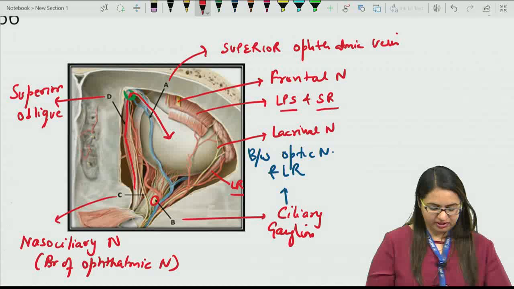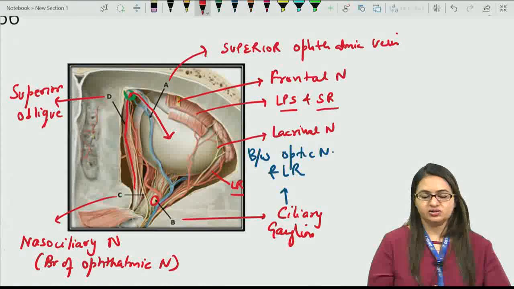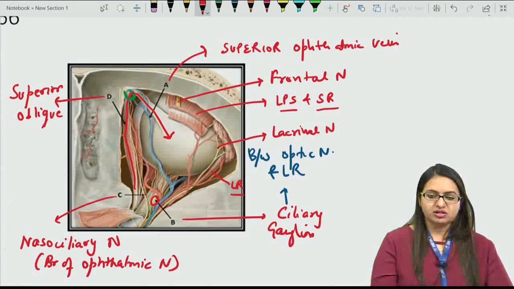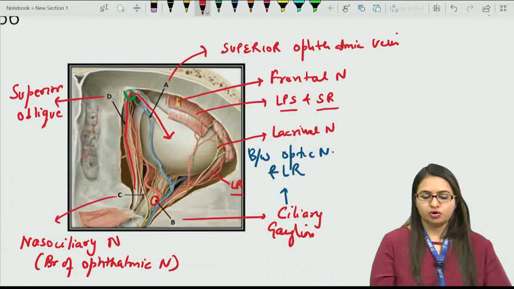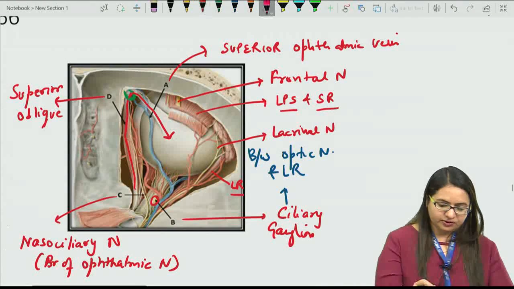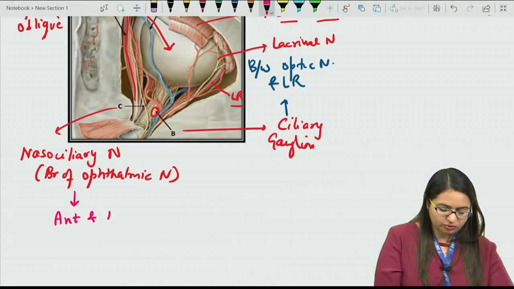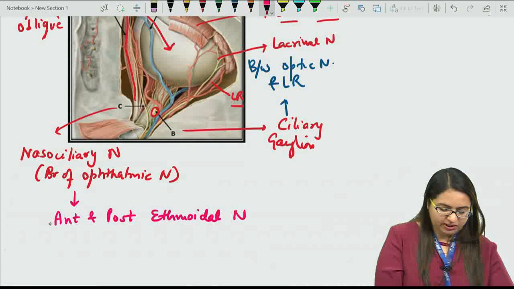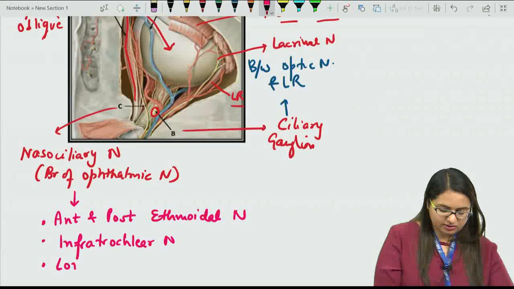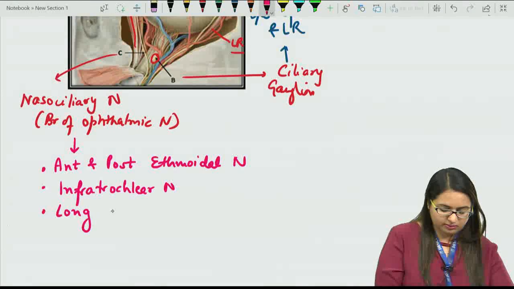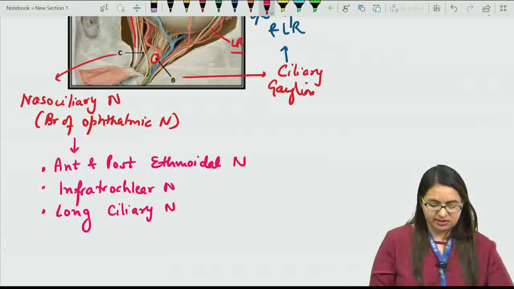The lacrimal nerve, frontal nerve and the nasociliary nerve are all branches of the ophthalmic nerve. The frontal nerve divides into supratrochlear and supraorbital nerves. The nasociliary divides into the anterior and posterior ethmoidal nerves, as well as the infratrochlear nerve. Then it gives long ciliary nerves, and it also gives ganglionic branches to the ciliary ganglion.